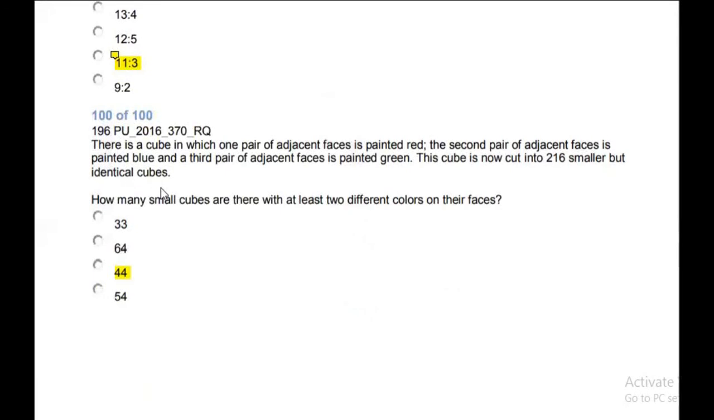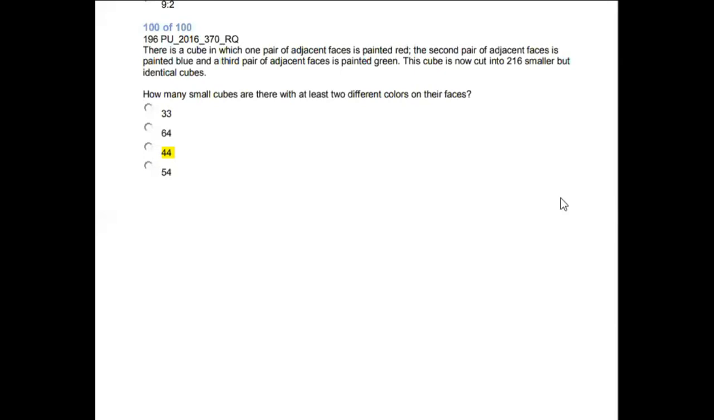Next question, question number 100. The last question is, there is a cube in which one pair of adjacent faces is painted red. The second pair of adjacent faces is painted blue. And the third pair of adjacent faces is painted green. This cube is now cut into 216 smaller but identical cubes. In the last question, how many small cubes are there with at least two different colors on their faces?